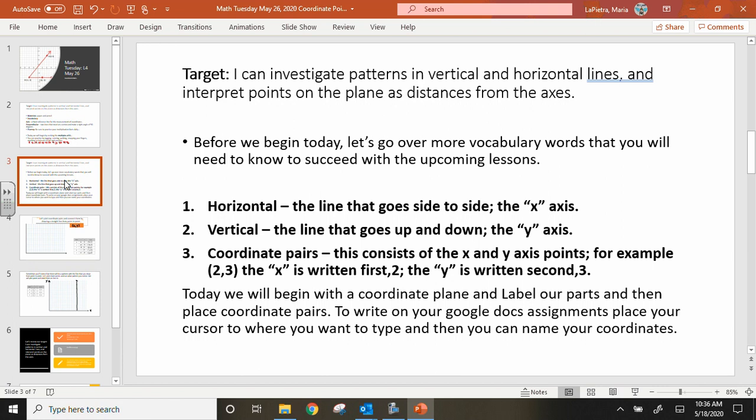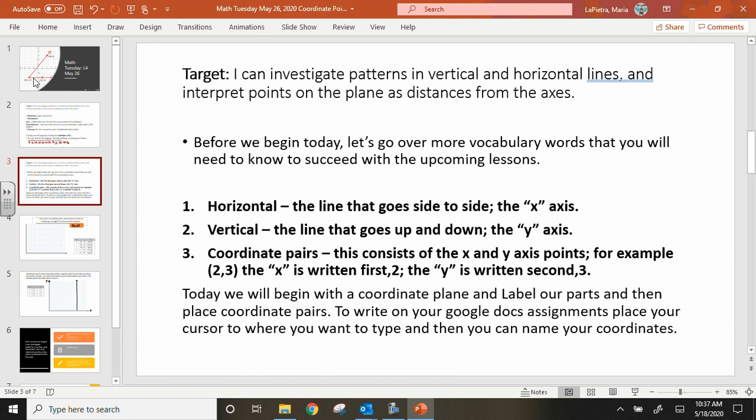Horizontal, the line that goes side to side, and that's the x-axis. You will always write the x-axis first. Vertical goes up and down. That's represented as the y-axis. You'll always write that coordinate point second.